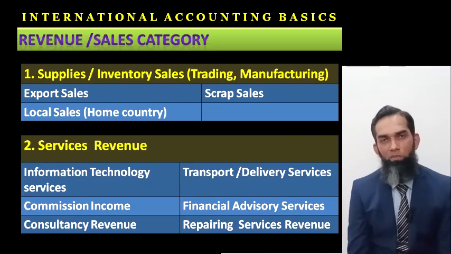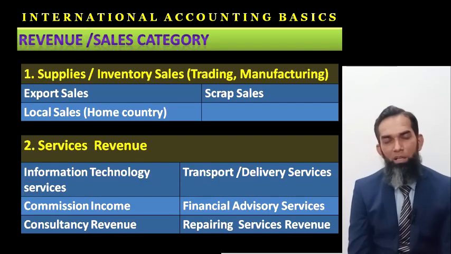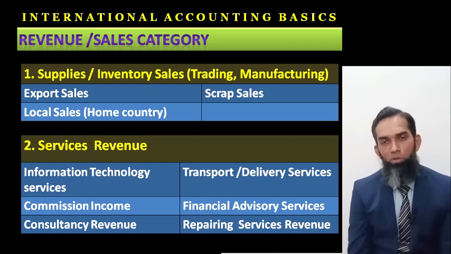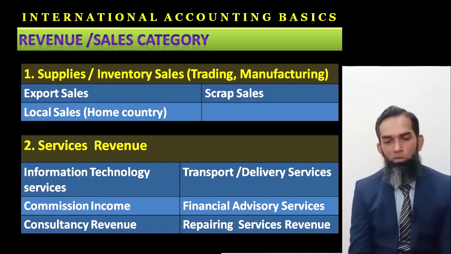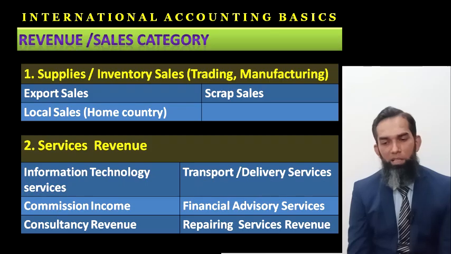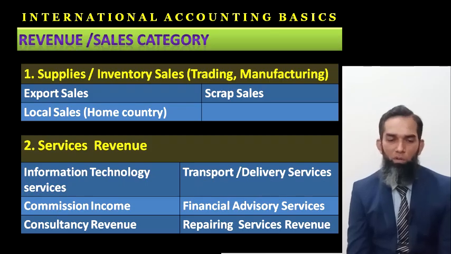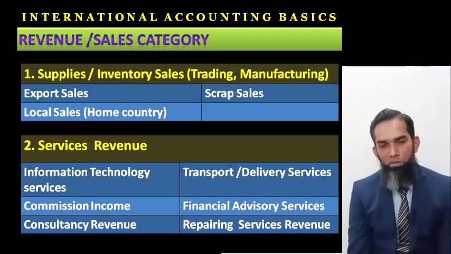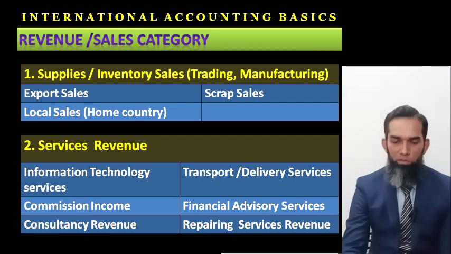They all need some financial advisory services from a reputable advisor. So they go to those financial advisors for proper closure and proper acquisition. Those who provide financial advisory services, this income is called service revenue. Similarly, consultancy revenue, consultancy based services, and repairing services. So there are two basic categories which I have told: supplies based revenue and services based revenue.